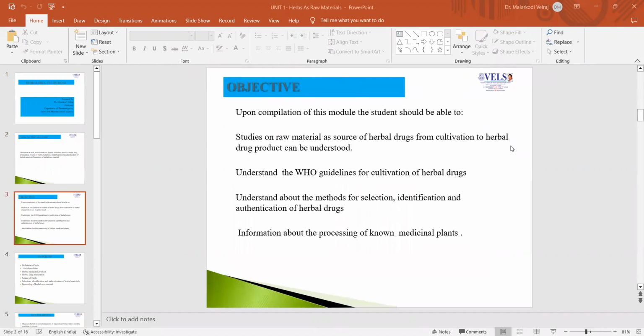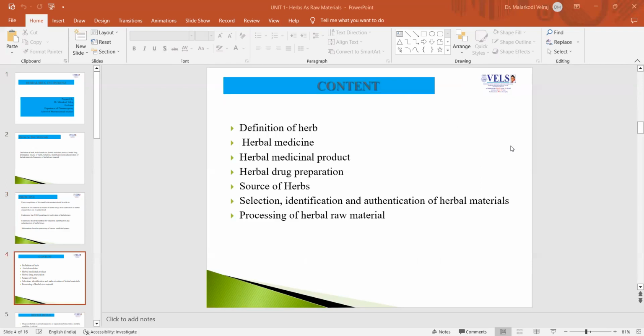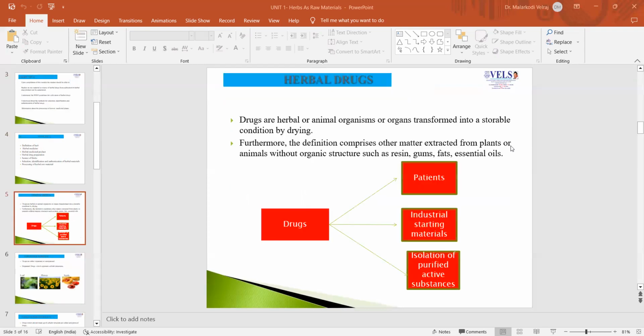market. The main objective, after completion of this module, the student should be able to understand about the raw materials, a source of herbal drugs from cultivation to herbal drug product. He can understand the WHO guidelines for the cultivation of herbal drugs. He can understand about the methods for selection, identification, and authentication of herbal drugs. He can also collect the information about the processing of known medicinal plants to the market. Content: definition of herbs, herbal medicines, herbal medicinal product, herbal drug preparation, source of herbs, selection, identification, and authentication of herbal materials and processing of herbal materials to the market.